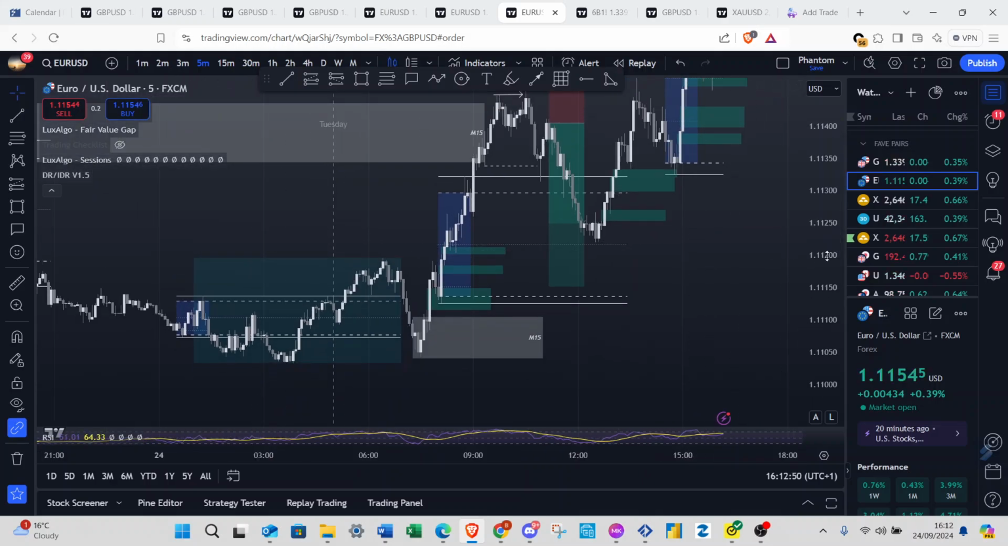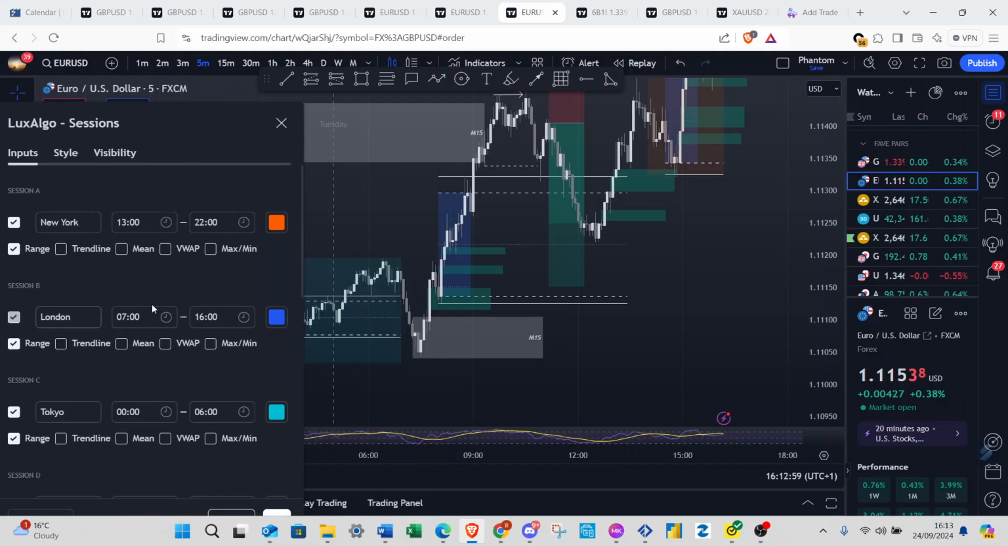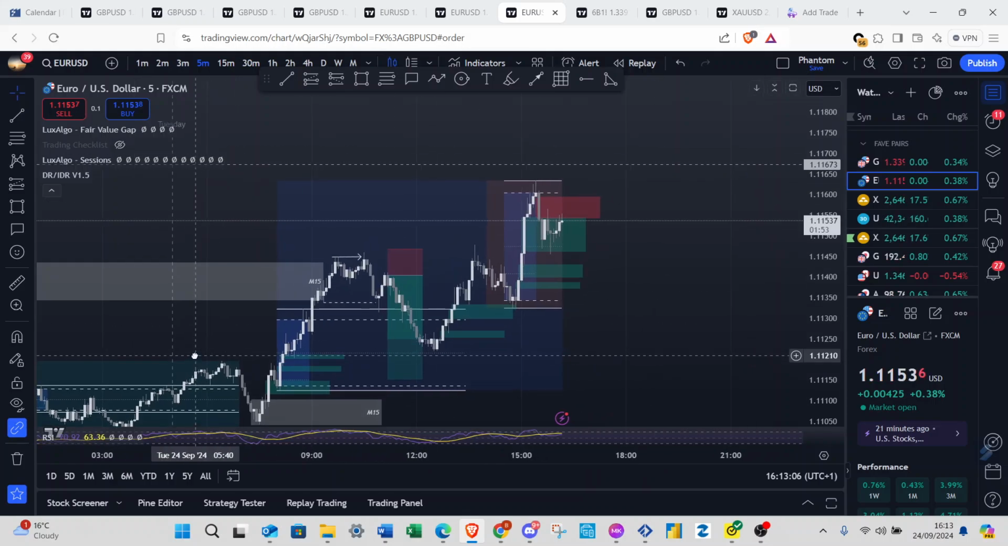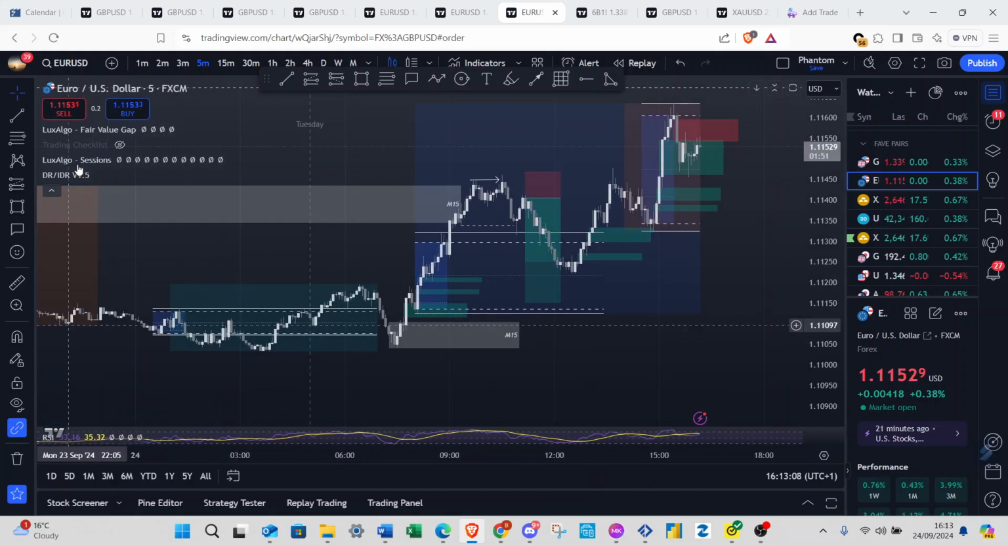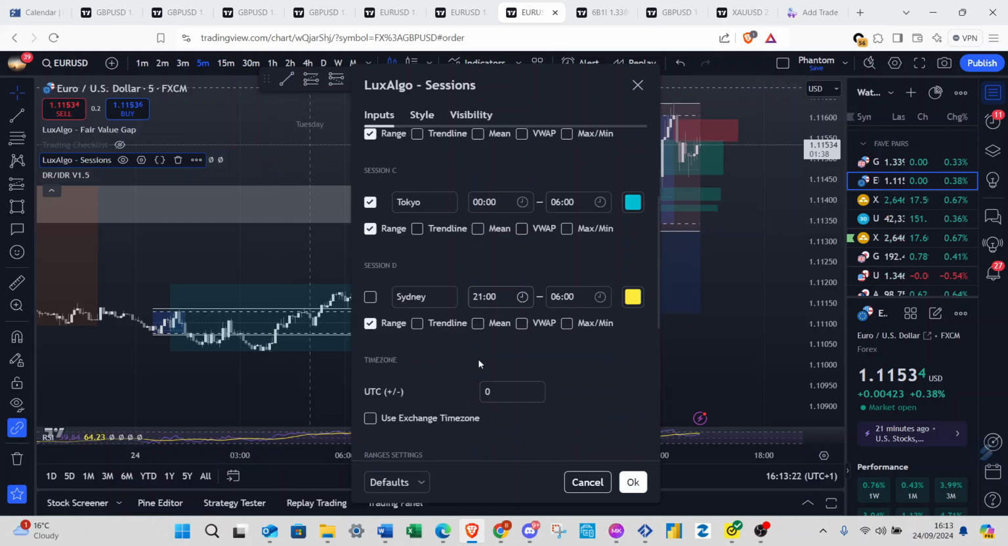The second one is the sessions. I only use this really to show me this session here, but you can put on London and New York. So then you've got New York, London. You can see which way it's trended up. I use the Asia liquidity to be targeted a lot of the times. So yeah, that's a pretty good one to use.